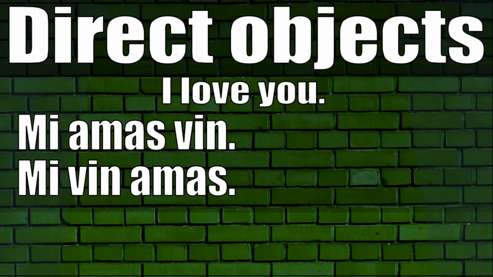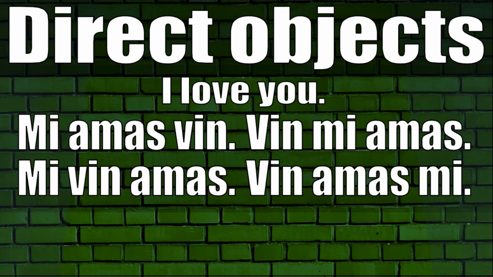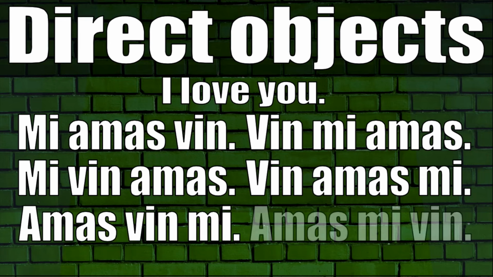Mi amas vin. Mi vin amas. Vin mi amas. Vin amas mi. Amas vin mi. Amas mi vin. All 6 of these sentences mean the exact same thing. I love you. If we wanted to say you love me instead, we would simply remove the n ending from vi and place it on mi. So instead of mi amas vin, it would be min amas vi. So the only reason that all of these sentences mean the exact same thing is because the placement of the n ending is exactly the same for each of these sentences.